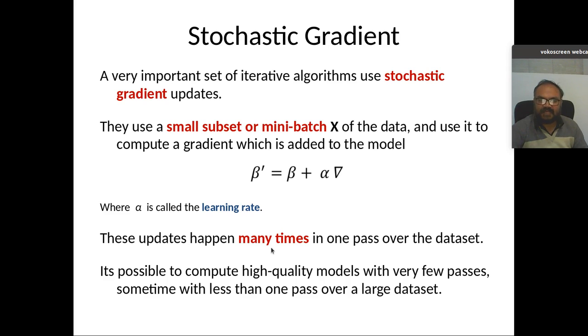These updates happen many times in one pass over the data set, and one pass over the complete data set is usually called an epoch. So usually we need more than one epoch, but sometimes when a large data set is available and the data set is of high quality, you can compute a very good quality model with just a few passes, and sometimes even less than one pass. For example, if you have hundred thousands of samples, you can get the best model by training on a subset of all those samples.